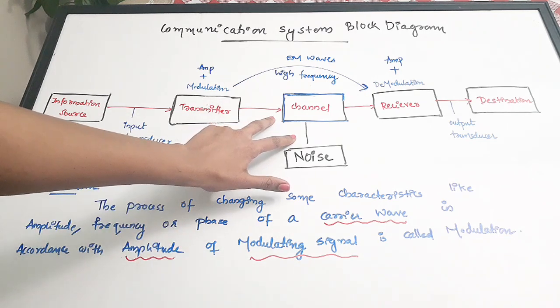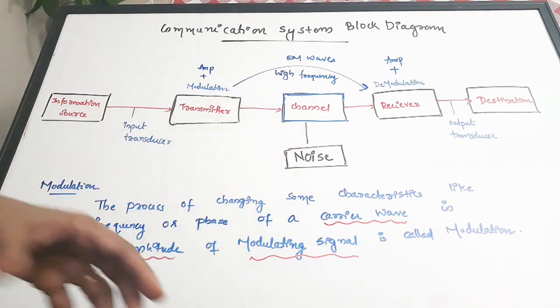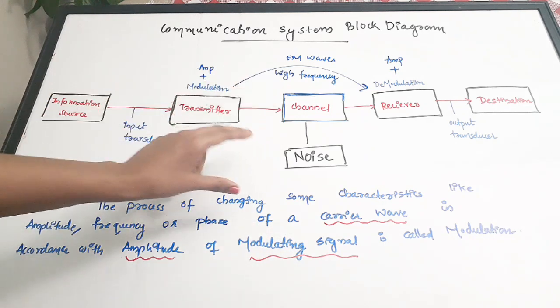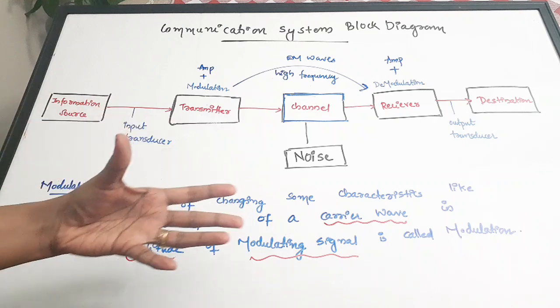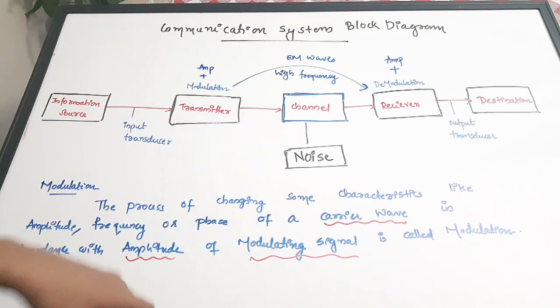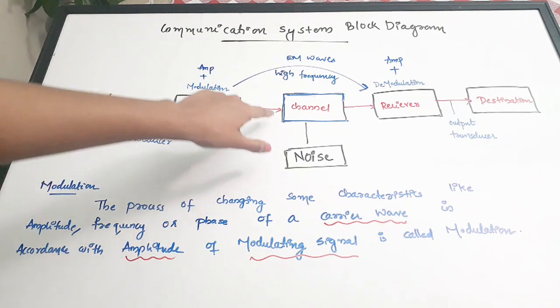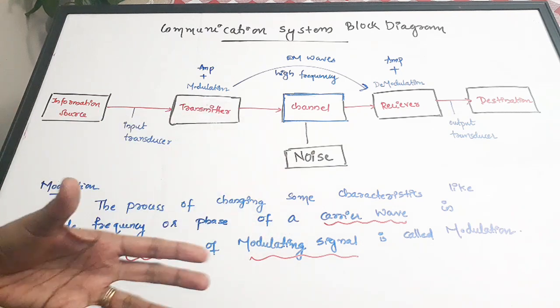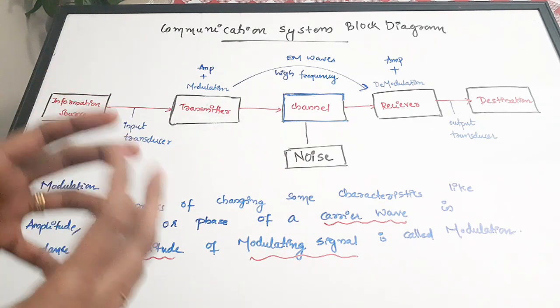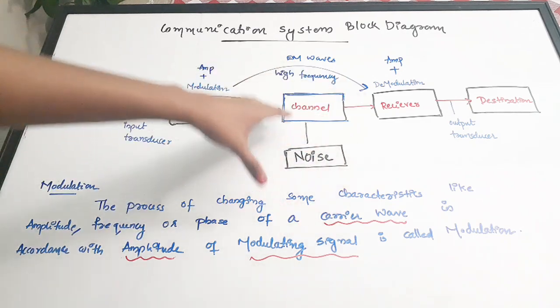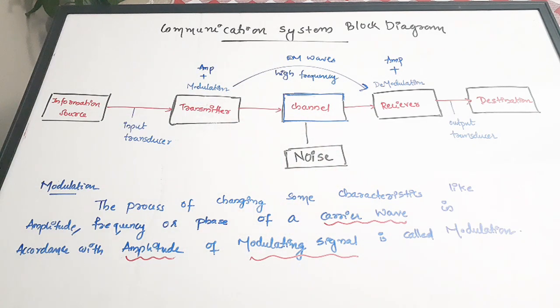So the channel will allow a path for the signal to travel through it. Generally, the signals that are traveling are EM waves or electromagnetic waves, and they are of higher frequency. Then the channel is also prone to some noises, whether it is a wired channel or wireless channel. Some noises will get added to our original signal, which is given from the transmitter, in the path of traveling through the channel.